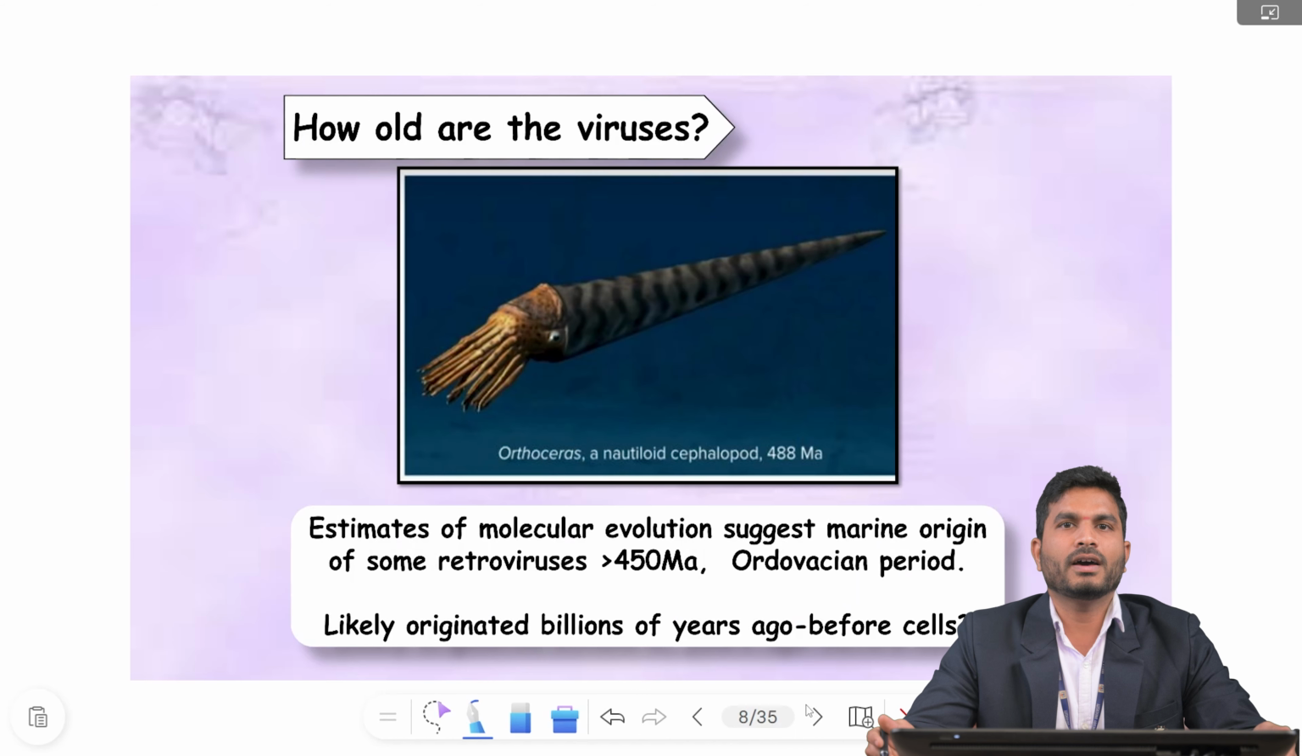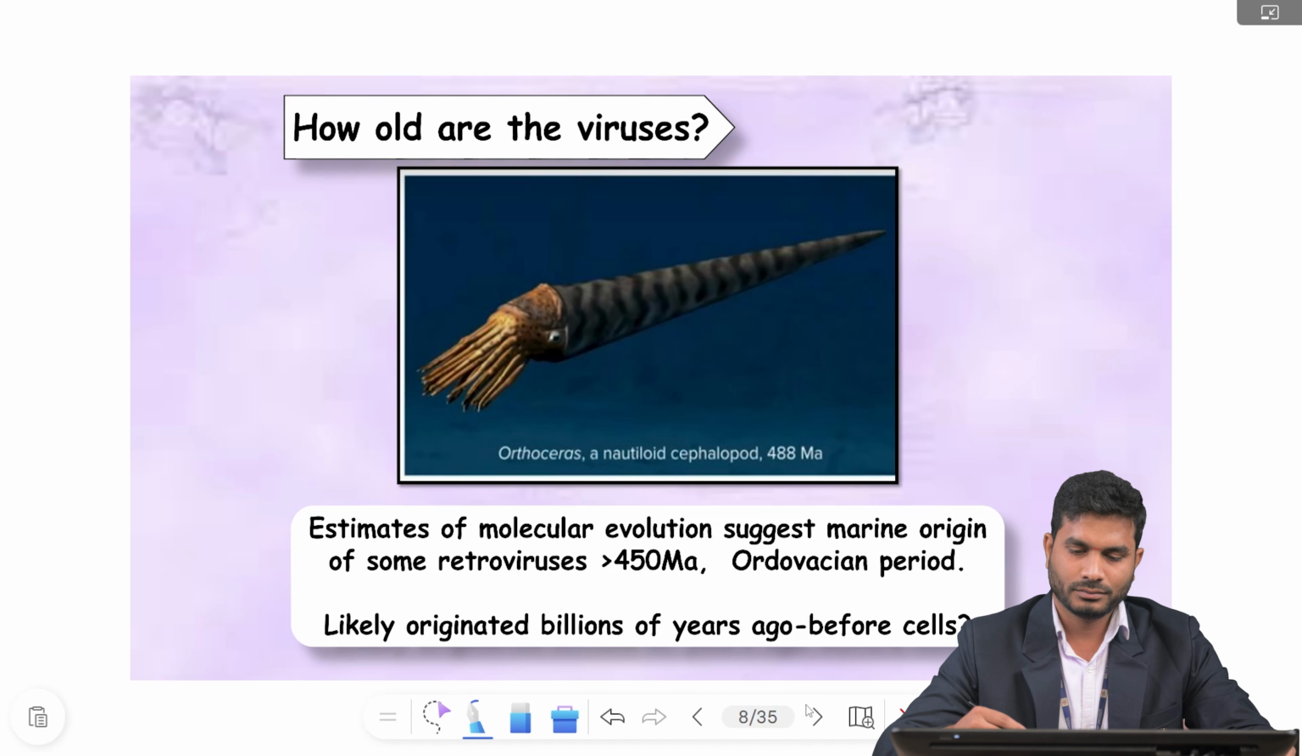So how old are viruses? Molecular evidence suggests that some viruses, particularly marine retroviruses, originated over 450 million years ago during the Ordovician period. Some hypotheses even propose that viruses may have existed before cellular life evolved. This makes them some of the most ancient biological entities on the planet.